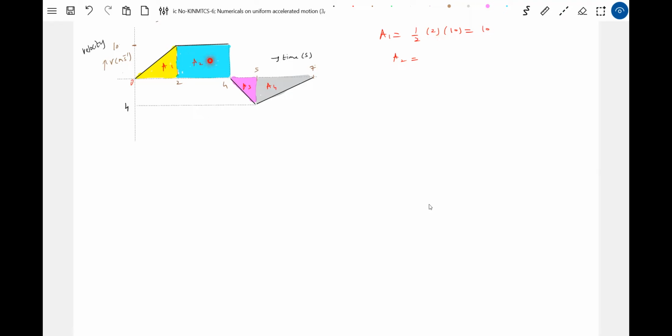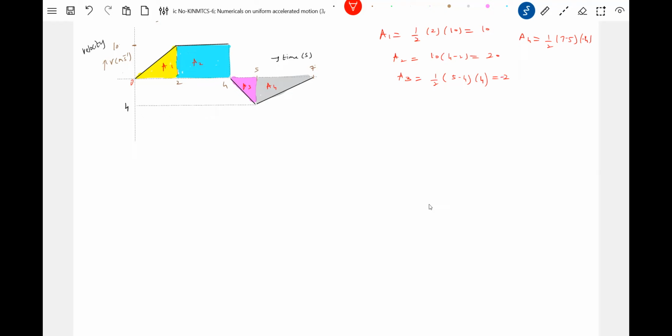Then the area of this should be like a rectangle. So 10 into 4 minus 2, this will be 20. Area of this triangle: base is 5 minus 4, which is 1, height is 4, so half into base into height, that is 2. Last, A4, area of the triangle, half into base into height is 4.